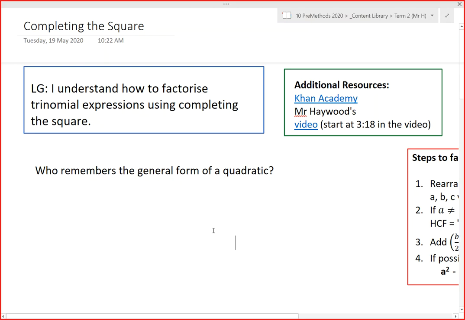So completing the square, the first step is remembering this general form: ax squared plus bx plus c. So like we've done in the past, you look at the quadratic. So for example, you look at this quadratic and you think, what is the A number? What is the B number? And what is the C number? Okay?